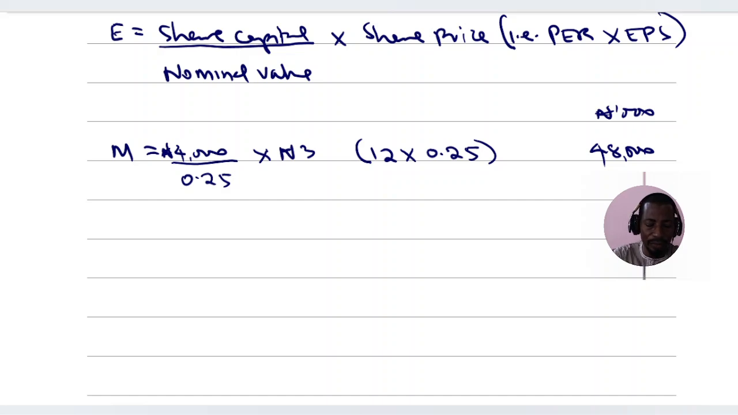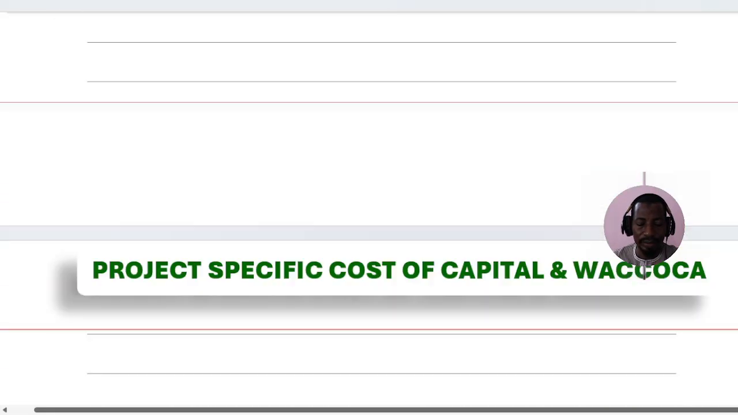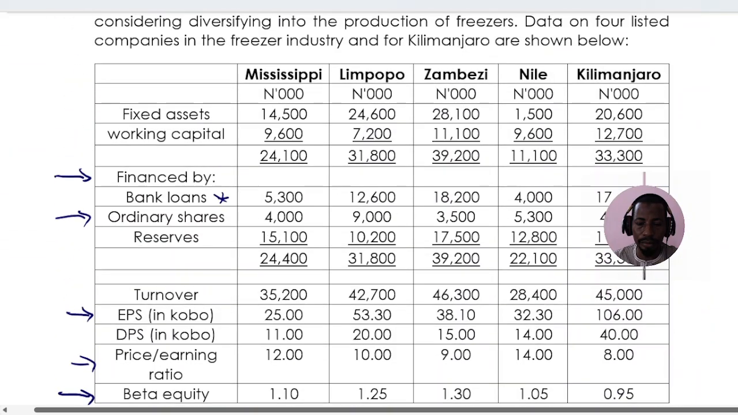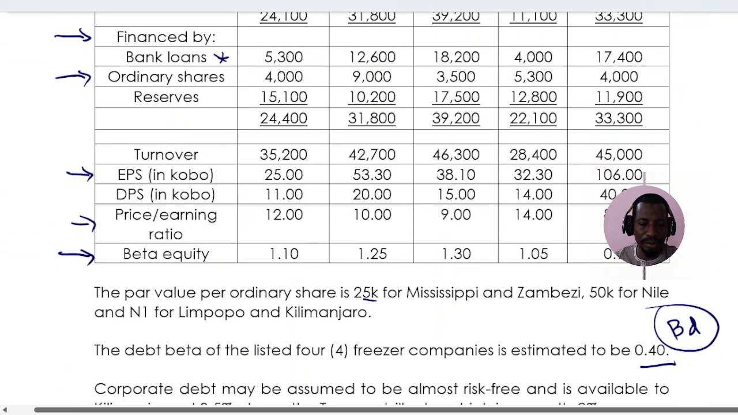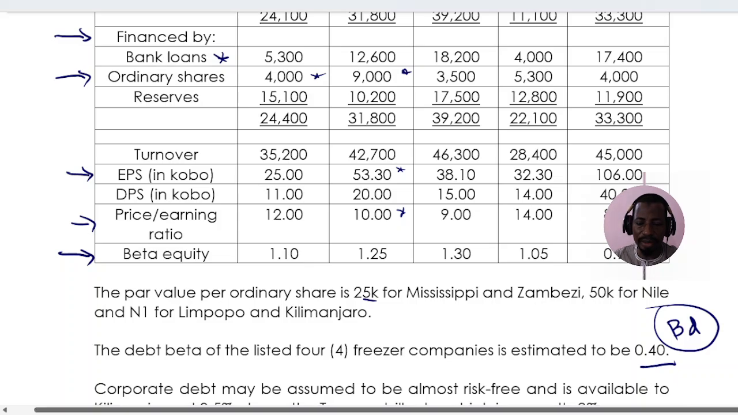We'll do the same thing for Limpopo. Let's go and identify the share capital of Limpopo. The share capital of Limpopo is 9,000. The price earning ratio of Limpopo is 10. Earnings per share of Limpopo is 53.3.